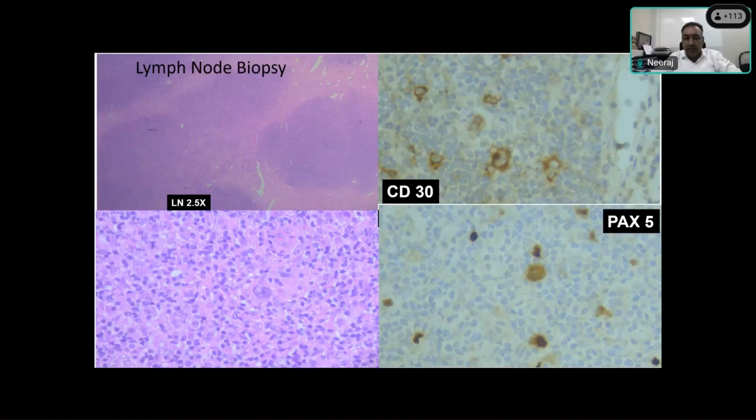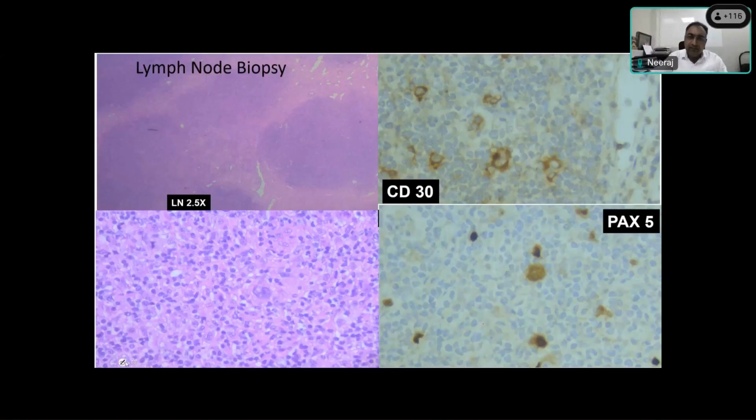And when you go on high power, you have a look at what type of cells are there. You see a polymorphous inflammatory infiltrate, where you have lymphocytes, plasma cells, occasionally eosinophils, and there are some large cells with eosinophilic prominent nucleoli looking like Hodgkin cells. So based on the morphology of the lymph node, you suspect that this is likely a Hodgkin lymphoma, right?